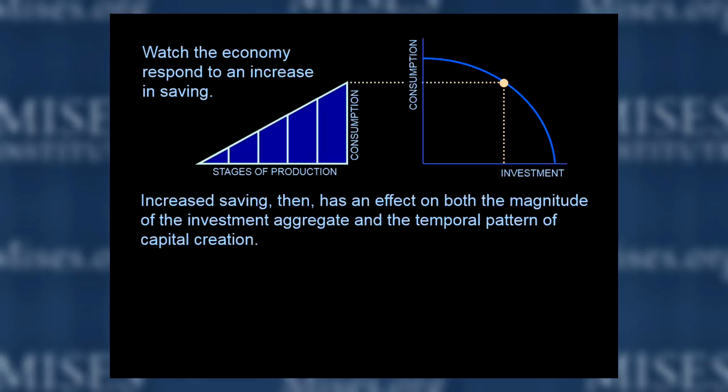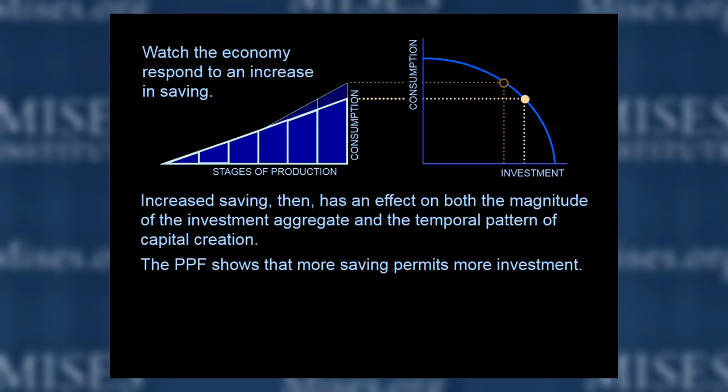So watch the economy respond to an increase in saving. Okay, so it didn't fall into the interior of the PPF like Keynes thought it would. It simply changed the activities from the late stage to the early stage in view of the increased saving. And of course, those increased savings are what the people operating in the early stages are using. They're borrowing those savings in order to have those early stage activities. So the PPF shows that more saving permits more investment. See the arrows.